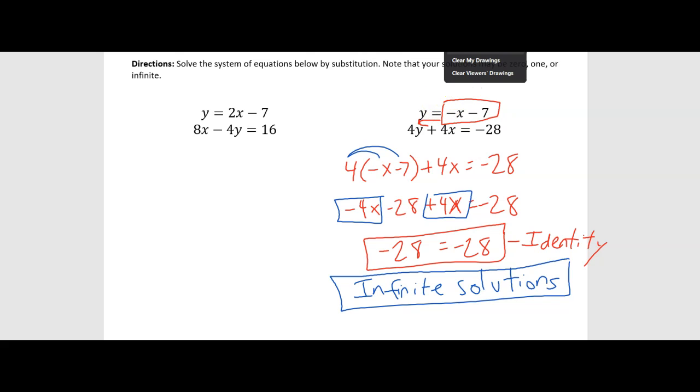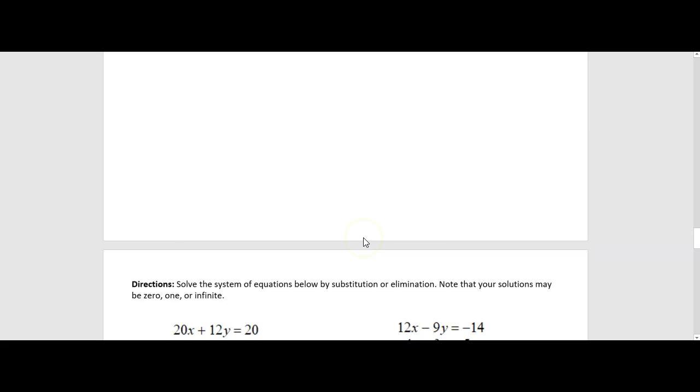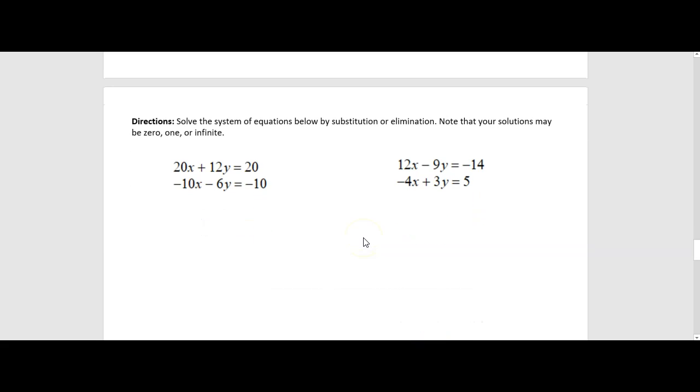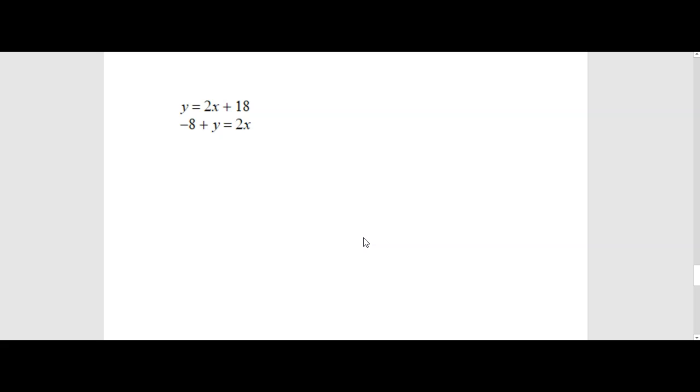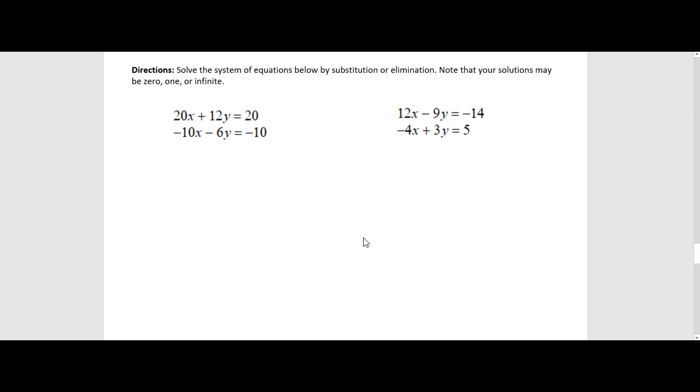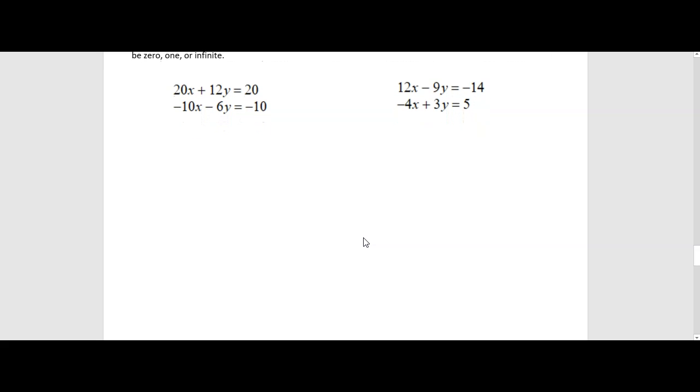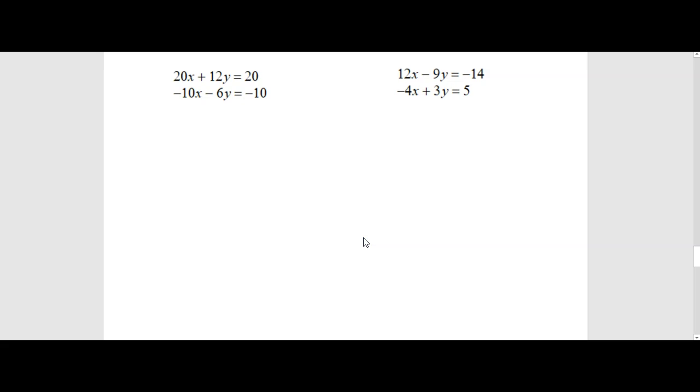Let's do one more. Let me pick another one. Okay, looks like we are going to do the one on the left. So, same as up above, think about what the best method would be. Would it be substitution or elimination? Think about it, and then go ahead and solve it using whatever method you choose, and see if we get 0, infinite, or 1 solution.